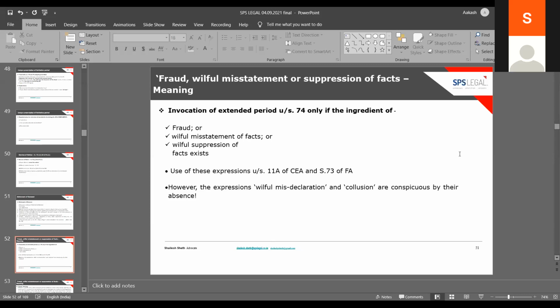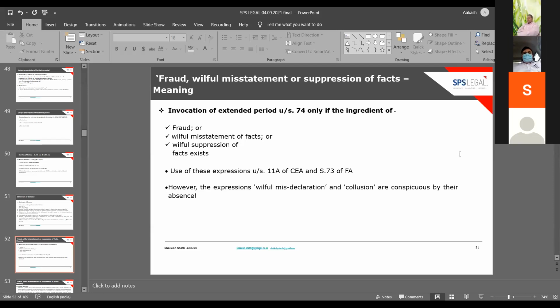So, friends, we now enter the second session. As I said, Section 73 prescribes a normal period of limitation for the issue of the notice when the elements like fraud or willful misstatement or suppression of tax with intent to evade payment of tax are absent. However, when any of these elements is present, the department gets an extended period to issue the show cause notice, and the computation of that period of about 5 years, we have already seen.